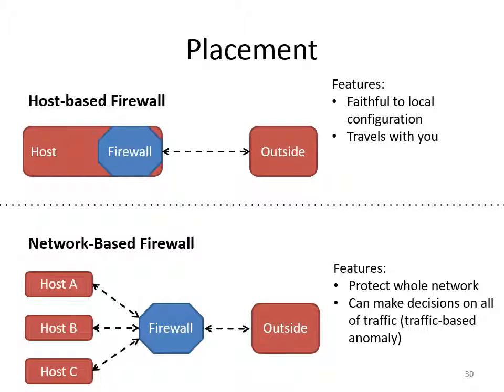Another one is on the network. So we have something between the outside untrusted internet and all the hosts that are on the inside, and it sees all traffic going to all hosts. So it has a better view of things. It's easier to manage. It might be cheaper to have just one box, but it might also be less accurate because it may not know exactly what's running on host ABC, so it may let through some traffic that it really shouldn't have.